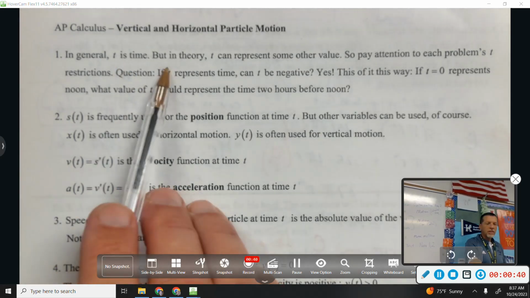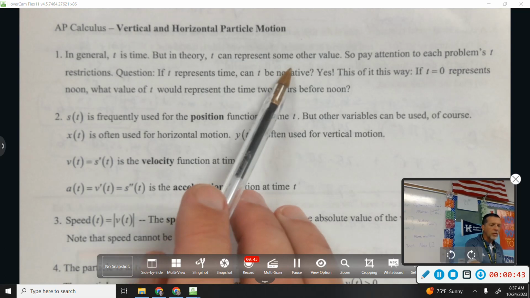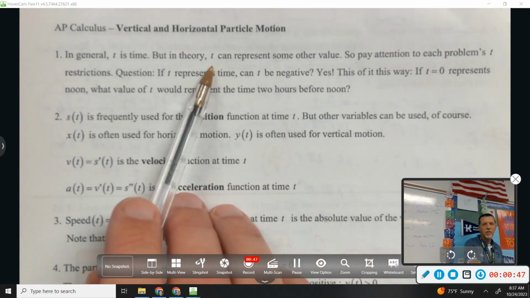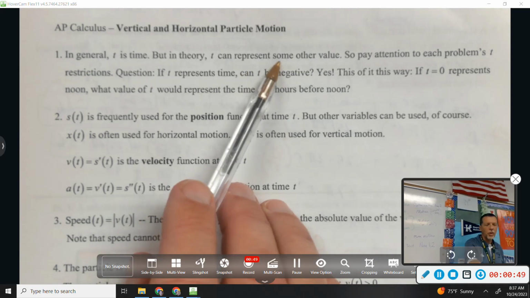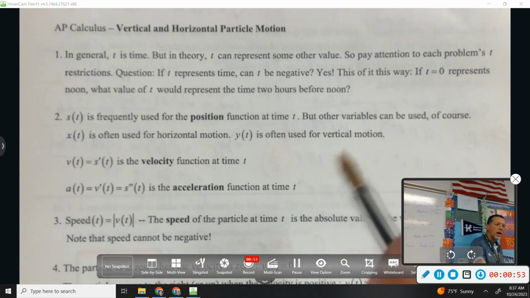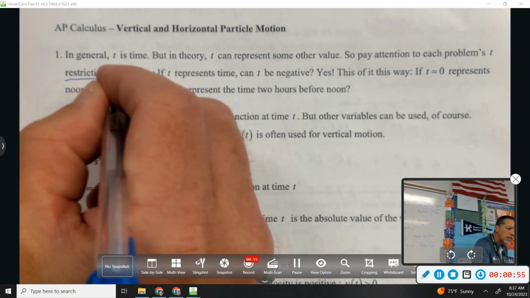In general, t is time. In theory, t can represent some other value. It's almost always going to be time for us. I think I could say it's always going to be time. So pay attention to each problem's t restrictions.